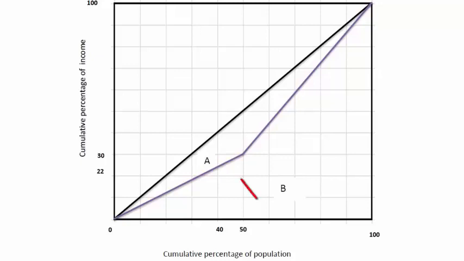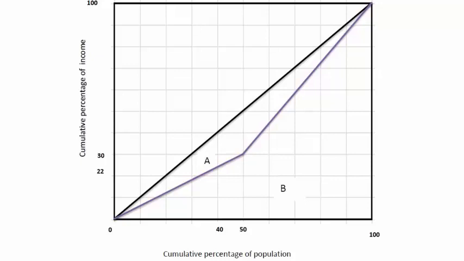Starting at the origin, that would be approximately the first line segment, and the next line segment would go up to the top corner, and therefore we trace out our Lorenz curve. For the data I have, area A would be the area between the two line segments and the line of perfect income equality. That would be a lower degree of income inequality. Again, the smaller is area A, the less is the income inequality.